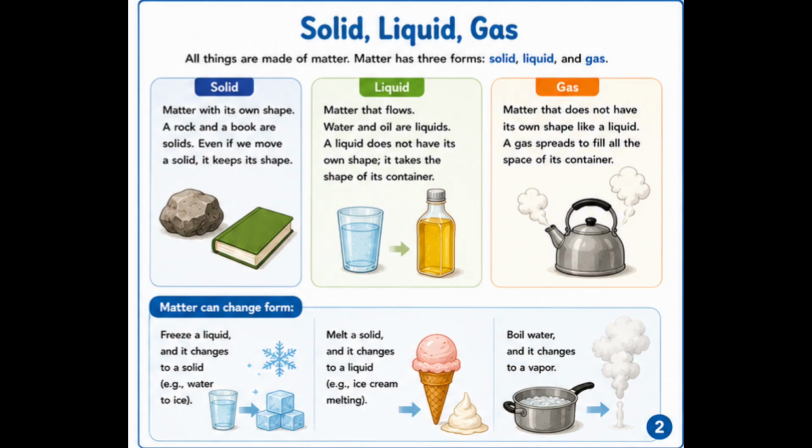A liquid is matter that flows. Water and oil are liquids. A liquid does not have its own shape. A liquid takes the shape of its container. A gas is matter that does not have its own shape like a liquid. A gas spreads to fill all the space of its container. When you blow up a balloon, the air spreads and fills all the space of it.